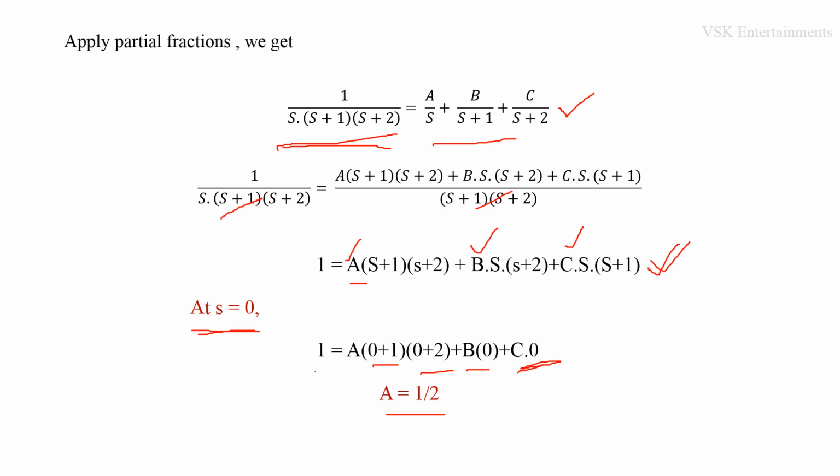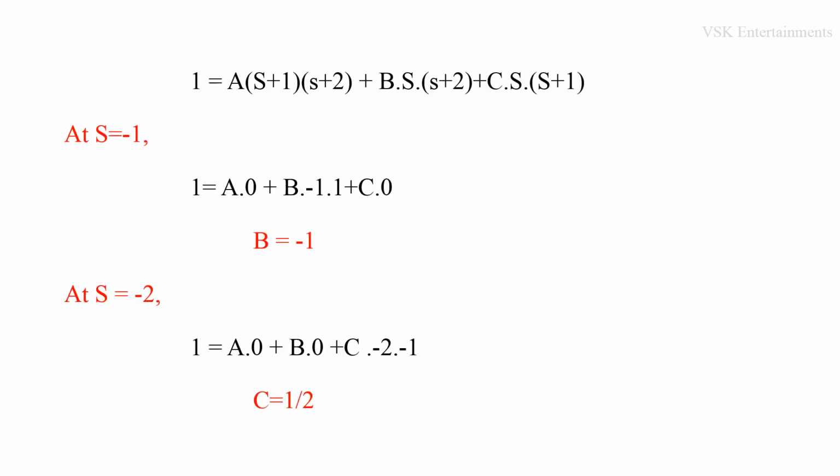Similarly, by substituting s equal to minus 1 as well as s equal to minus 2, we find the A, B, C values. Substitute s equal to minus 1. By substituting, we get this equation, and we get the B value as minus 1. Similarly, substitute s equal to minus 2. By substituting, we get this, and from that we get the C value as 1 by 2.